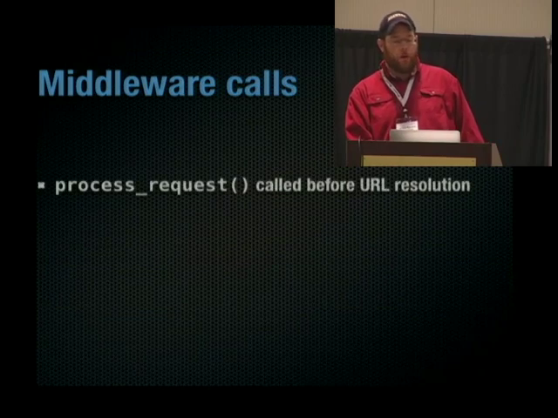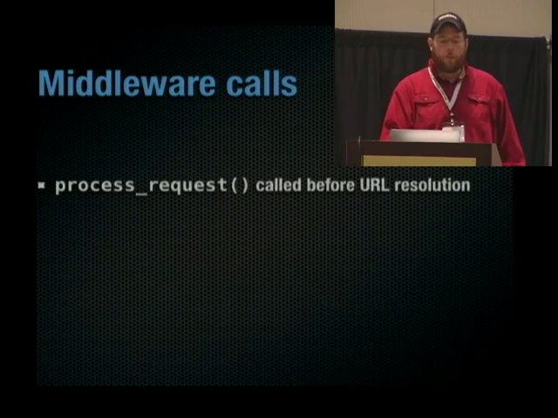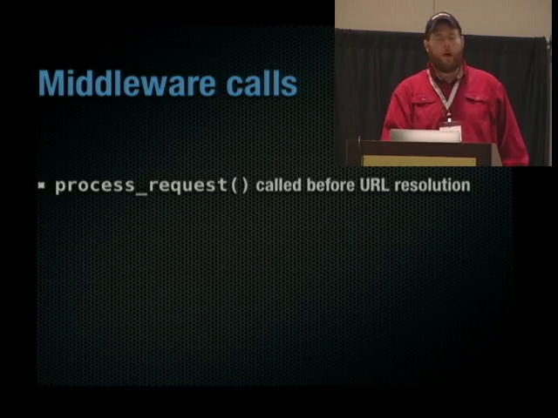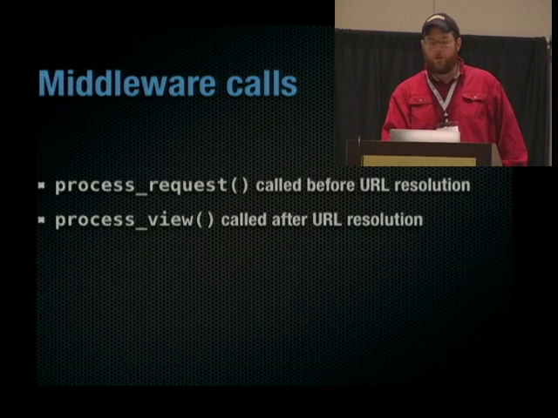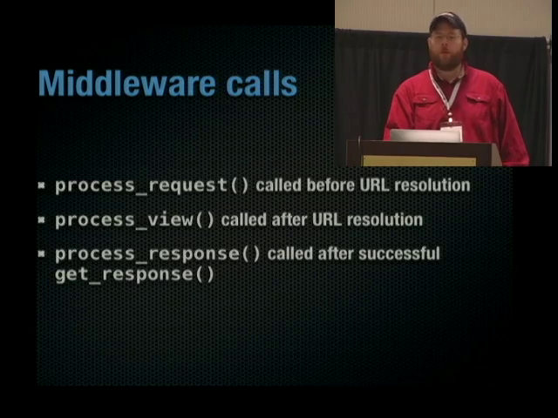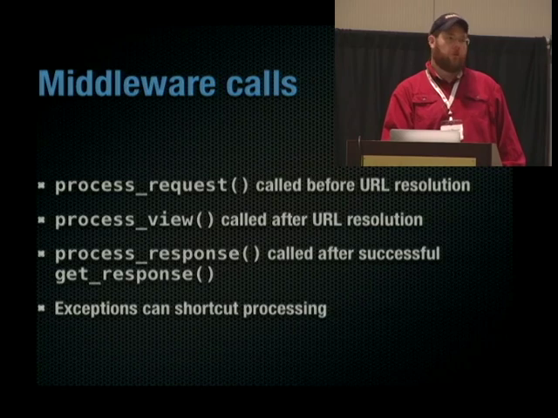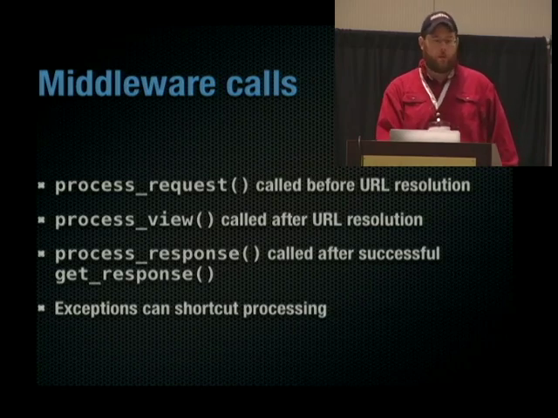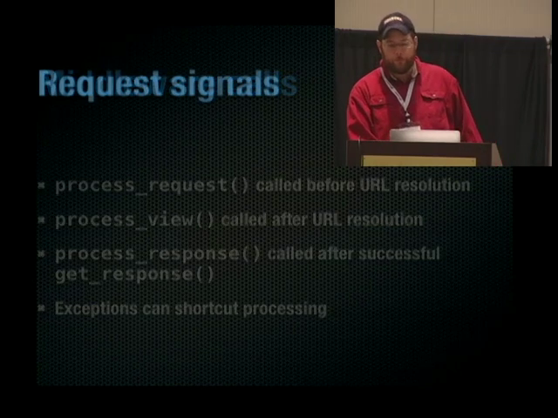Middleware calls basically process request. Middleware methods get called just before URL resolution takes place. Process view methods get called just after that. Process response gets called just after the handler's getResponse method finishes. And exceptions obviously shortcut straight into process exception whenever they happen.